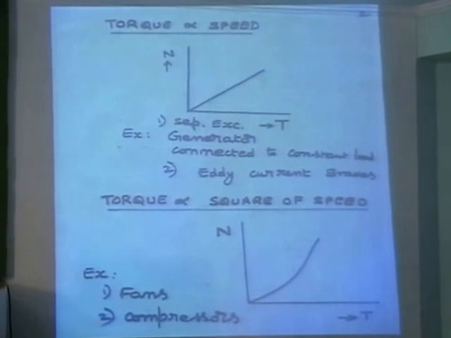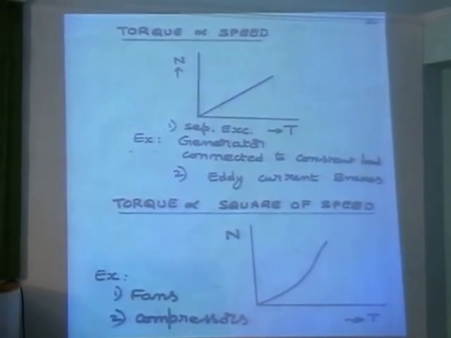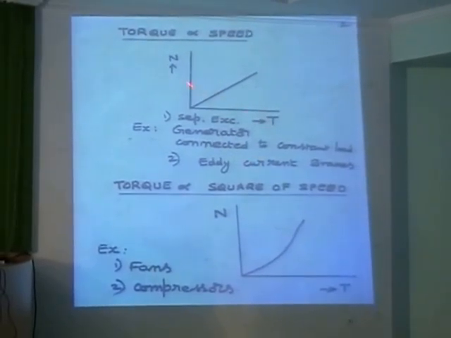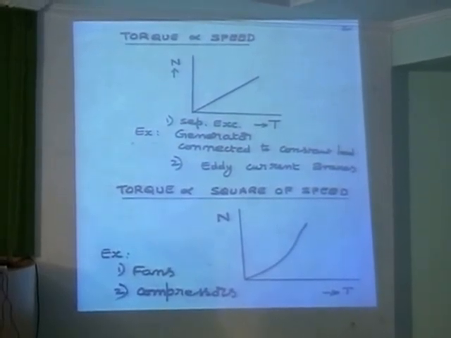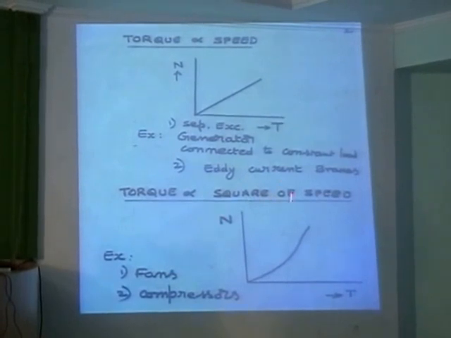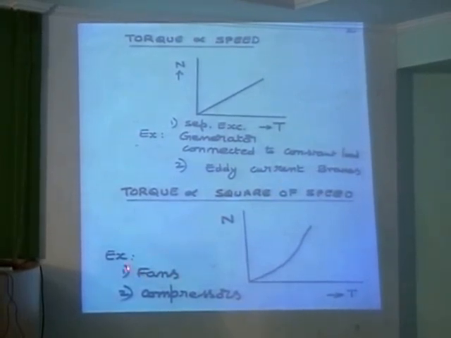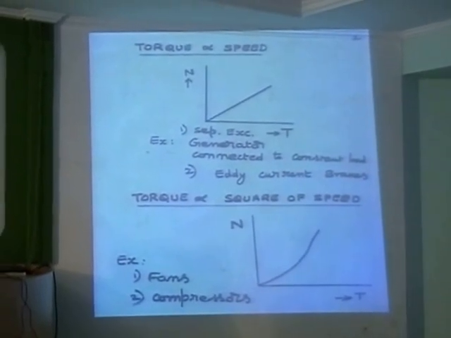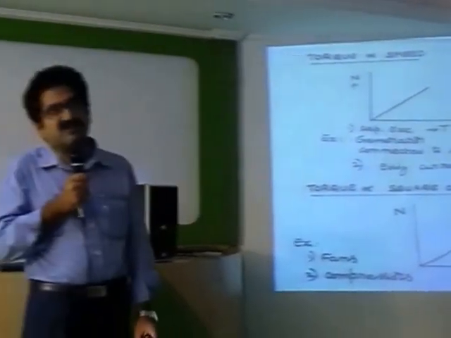So if you look at the generator or the eddy current brake, their torque and speed are directly proportional. So it's a linear variation. Then very popular load which you are using every day, you are using fan load. In the case of fan load, torque is proportional to square of the speed. So your fan consumes more power when you operate at high speeds because the load torque is higher and square, and your fan consumes less power when you operate at low speeds.